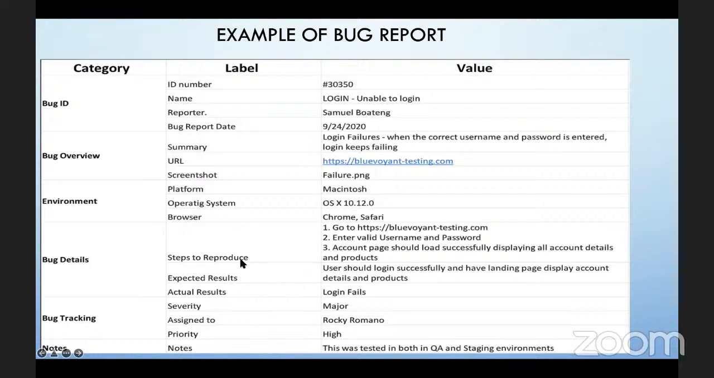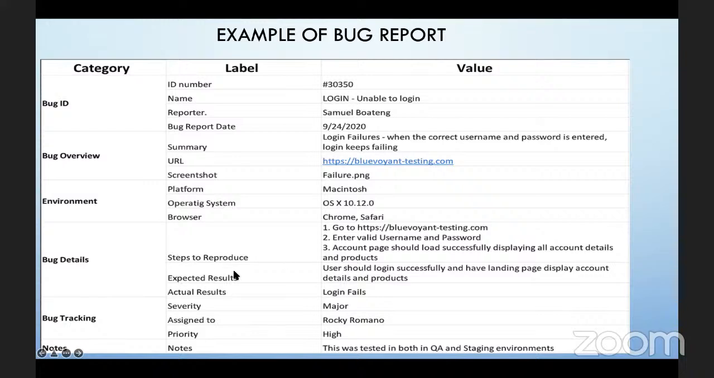And then when it comes to bug details, steps to reproduce it, so you guys can see it. Number one is what? Go to https://bluevoyant-testing.com. Maybe that's a testing environment. Once you go over there, it's going to prompt you to enter a valid username and password. So number two, enter valid username and password. Step number three, the account page should load successfully, displaying all account details and products.